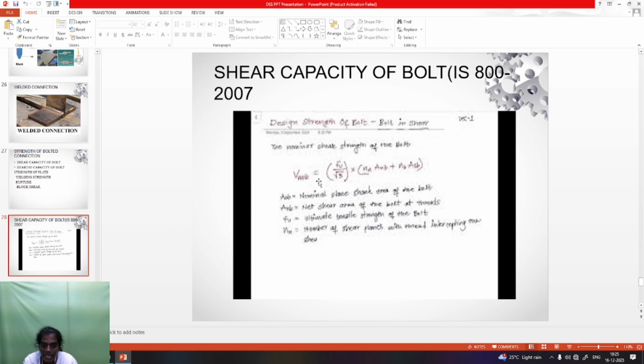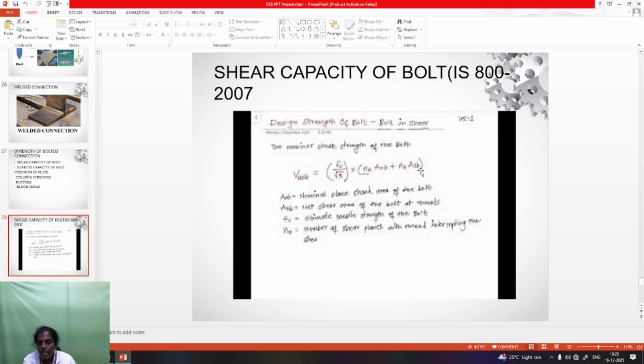So Vnsb is the nominal shear strength. Fub is the bolt strength. This is normally taken for a bolt having grade 4.6. Grade 4.6, for example, means you take 400 MPa. So Nn is the number of bolts. Anb is the net area. Net area means the shank area is normally taken, 5 by 4 d squared. Ns is also the number of bolts in the shank area. The bolts are normally arranged row-wise or in a zigzag connection.